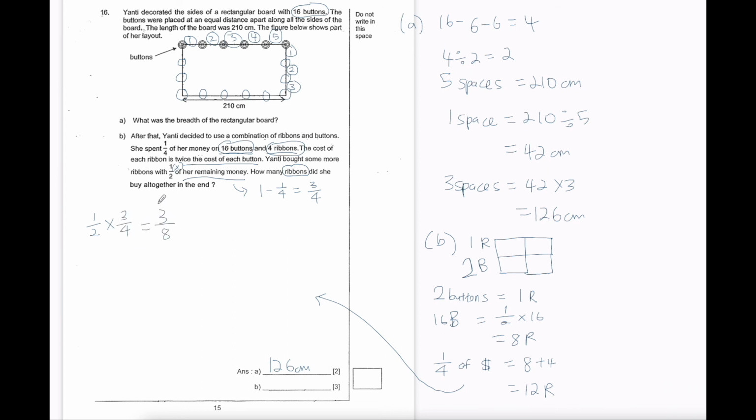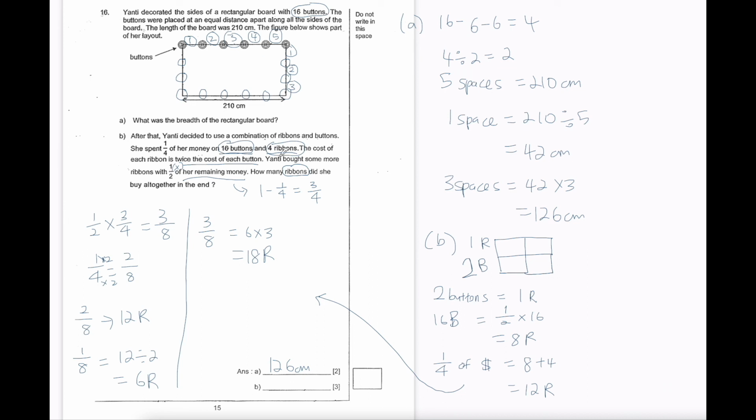Okay? So 1/4 is equal to 2/8. I just multiply. So 2/8 can buy me 12 ribbons. Okay, you get it? I'm changing it to over 8 so I can deal with this over 8. 1/8 can buy me 6 ribbons. So 3/8 can buy me 6 times 3 ribbons, which is 18 ribbons. Do you understand?